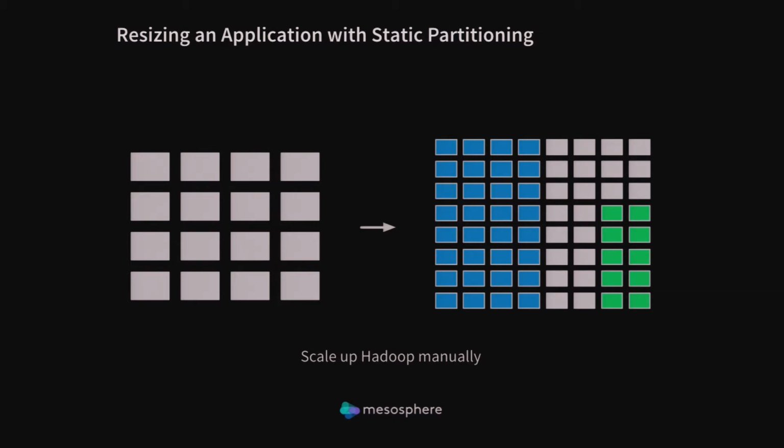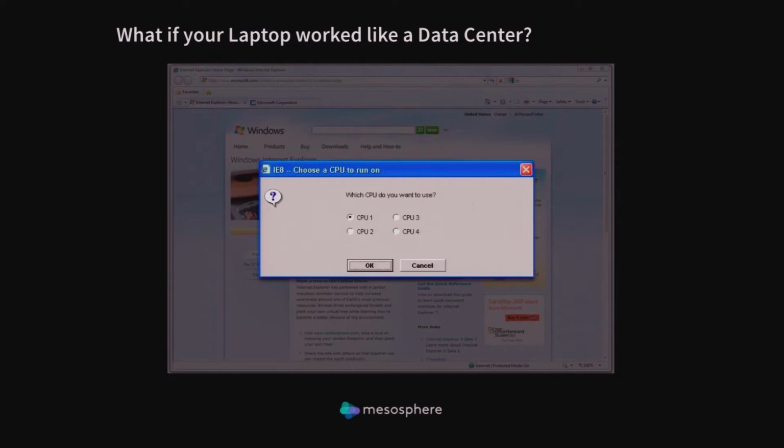Now, what if your laptop worked like this? Every time you wanted to start an application, you would see a window that asks you, on which CPU do you want to run this application? CPU 1, CPU 2, CPU 3, CPU 4? That would be really silly, right? Of course, that's not how it works, because we have an operating system that takes care of allocating the CPU cores to the applications that you want to run on your laptop. And we want to do something similar for the data center.